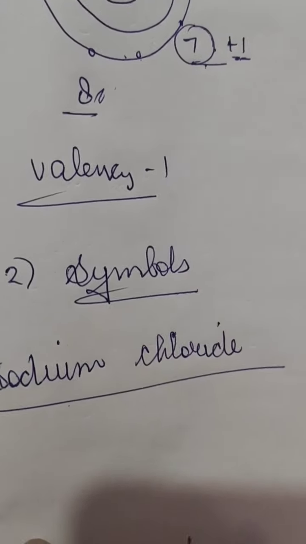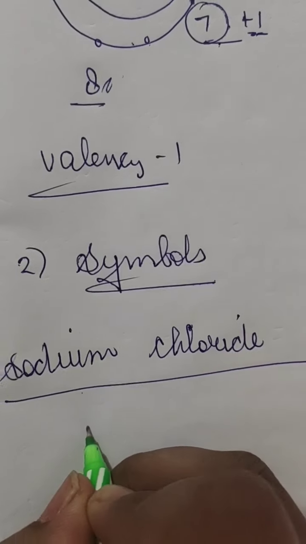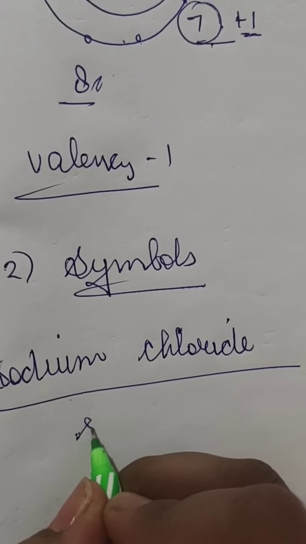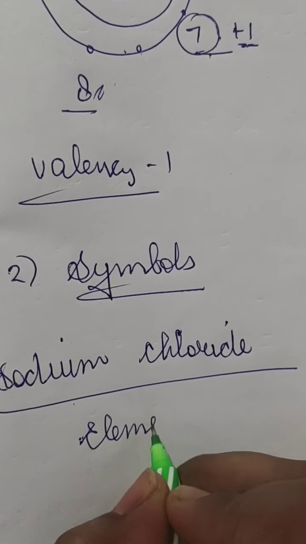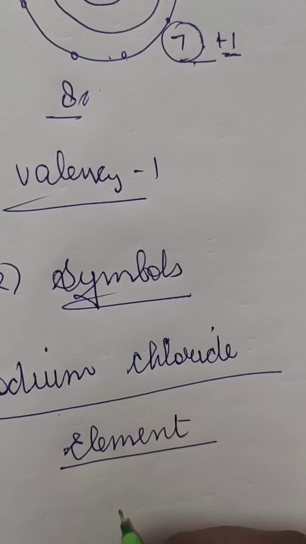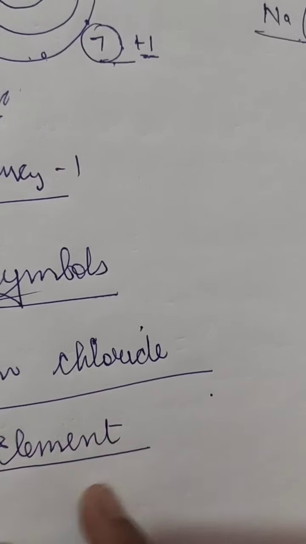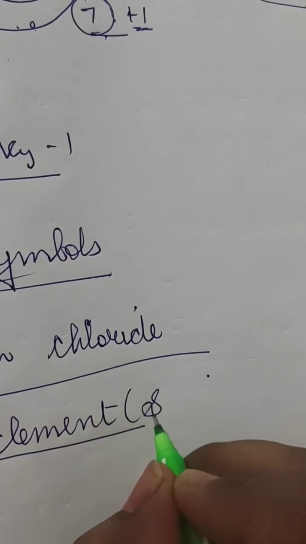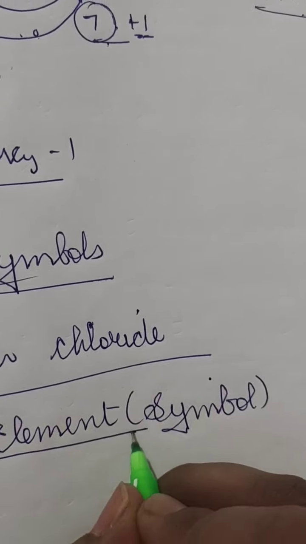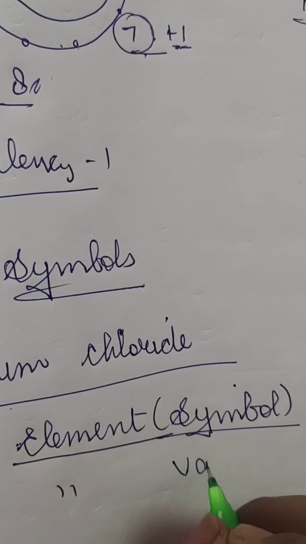there are a few basic steps we have to do. First we'll write the symbol of the elements. So element name, then we'll write the symbol of the elements, or just the symbol. So element symbol, because we should do the symbols. After this, the element's valency.